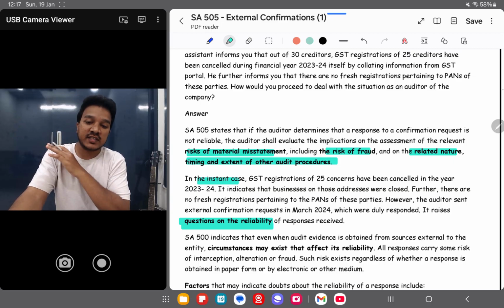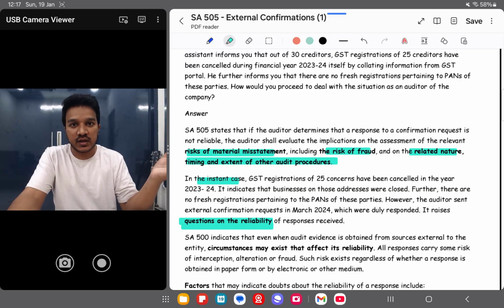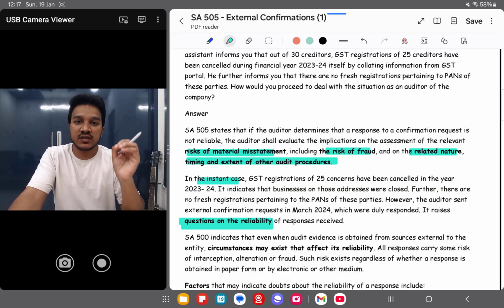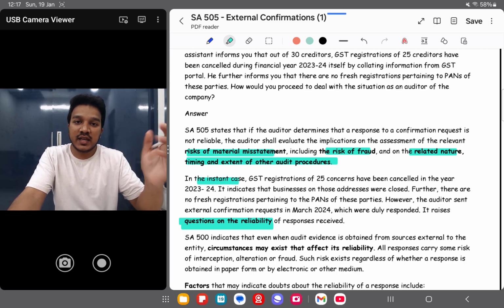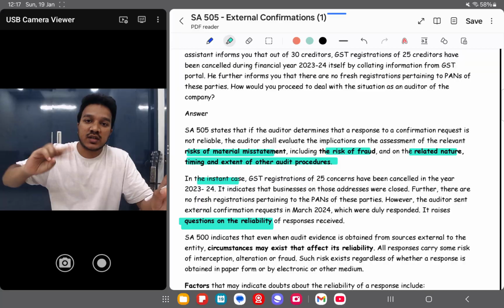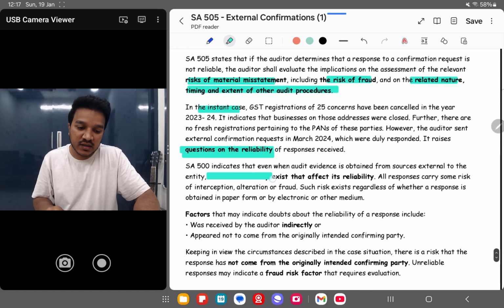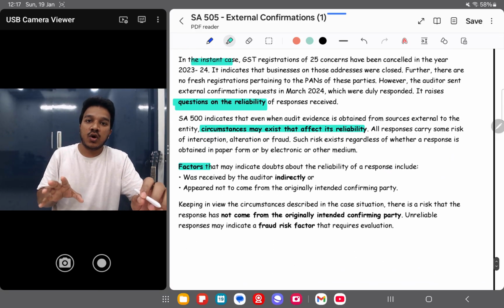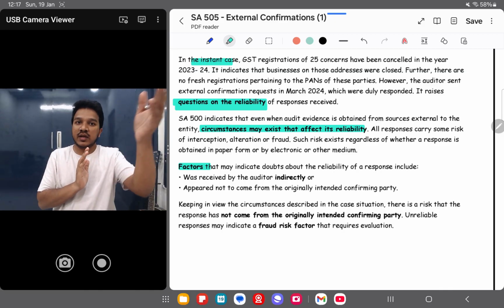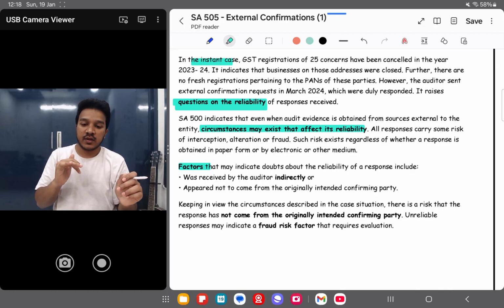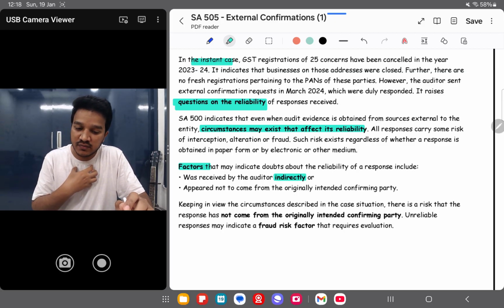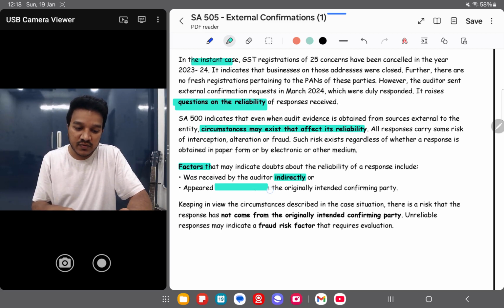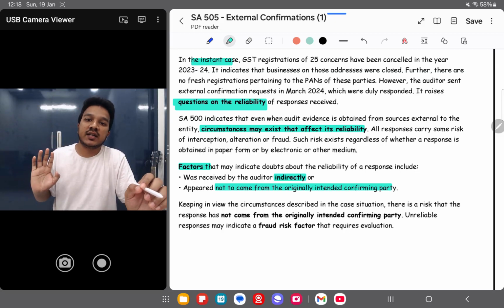Now you give reference to SA 500, which says that even though the auditor has got confirmations from the external party, there are circumstances that may raise doubts about the reliability of audit evidence. There are two factors which could affect it. First, you got the confirmation from the wrong person. Your intention was to get it from one person, but you got information from some other person. The second is that the auditor has not received it directly, but indirectly, and it appears not to come from the originally intended confirming party. Some other party has given you the information.